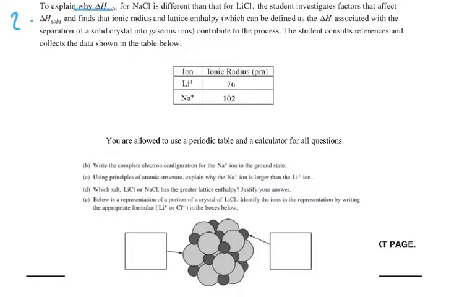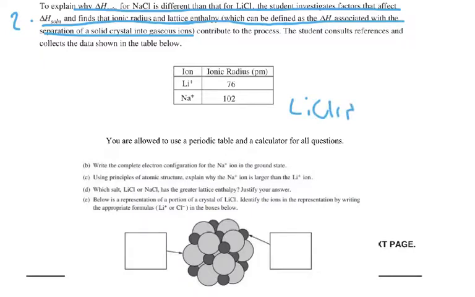So before we move on, let's read this explanation. To explain why the delta H of solution for sodium chloride is different than that for lithium chloride, the student investigates factors that affect the delta H of solution and finds that ionic radius and lattice enthalpy, which can be defined as the delta H associated with the separation of a solid crystal into gaseous ions. So, for example, lithium chloride solid becomes lithium plus, not aqueous, they said gaseous, so we have to put a (g) plus Cl minus (g).